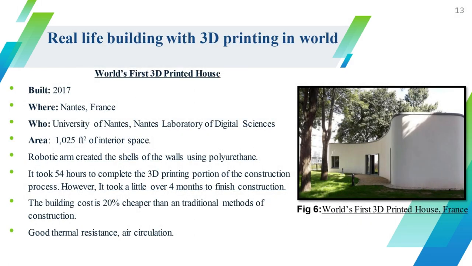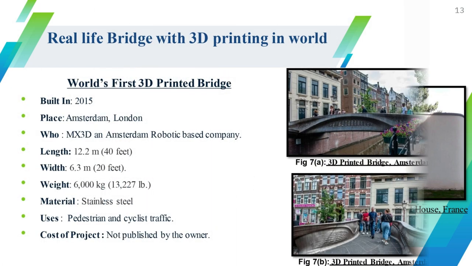This is the world's first 3D printed house, made in 2017 by the University of Nantes. The house, with an interior space of 1025 square feet, took 54 hours to complete the 3D printing process. Compared with the traditional method, this building was 20% cheaper and provides good thermal resistance and air circulation. Let's move to the next structure.